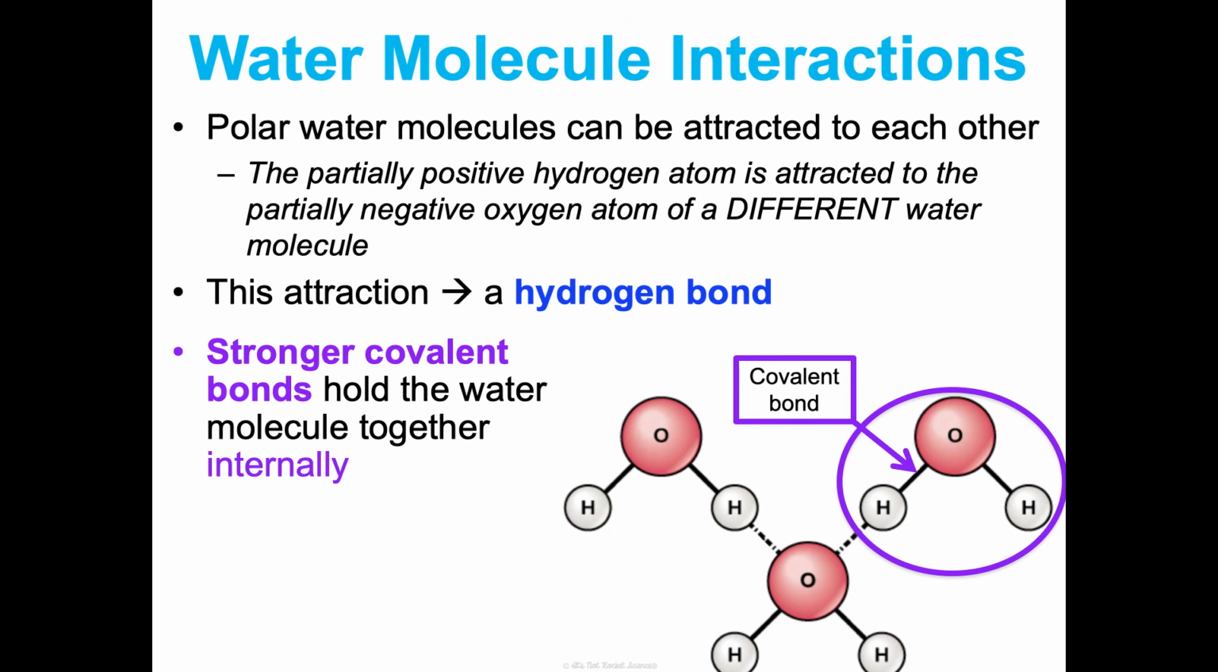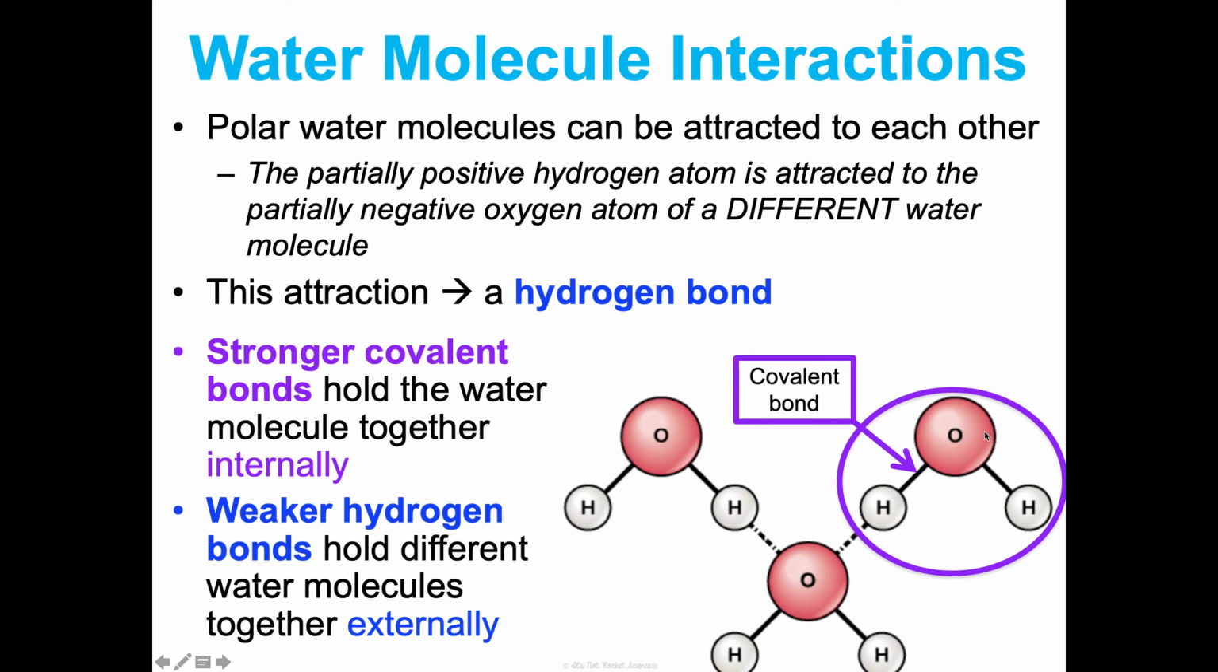So remember, the stronger covalent bond is what's holding the whole water molecule together internally. It's holding the H's to the O's. But weaker hydrogen bonds, as you can see here, can exist between different water molecules externally, so the hydrogen of one bonds with the oxygen of another. And this is going to play a role in the characteristics of water that we're about to talk about.